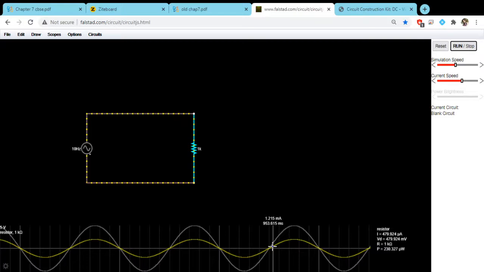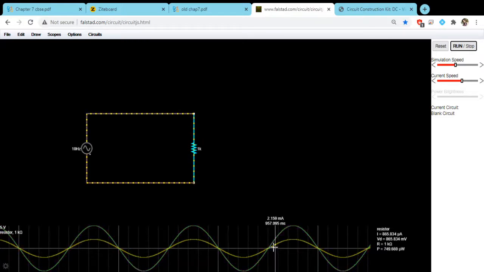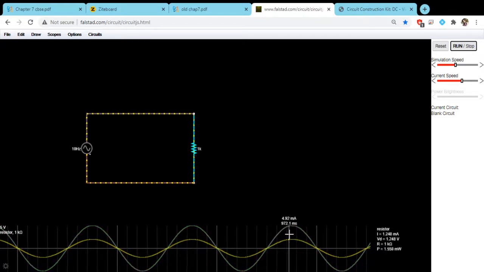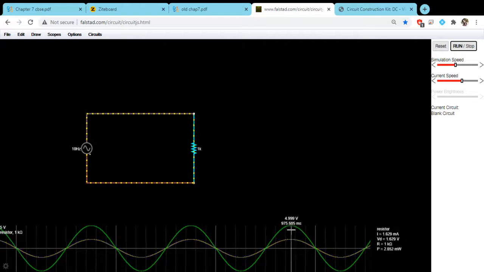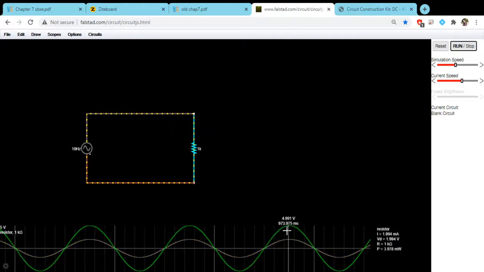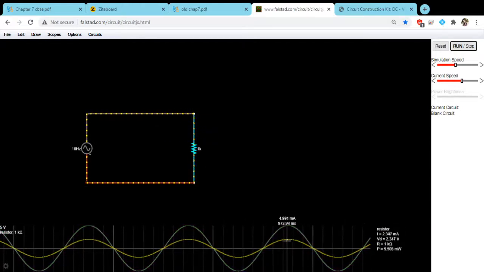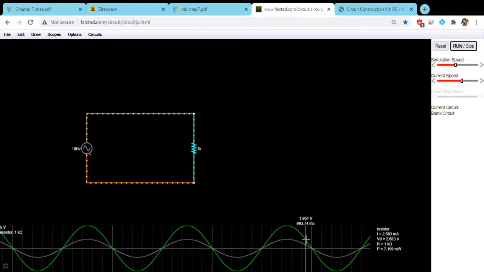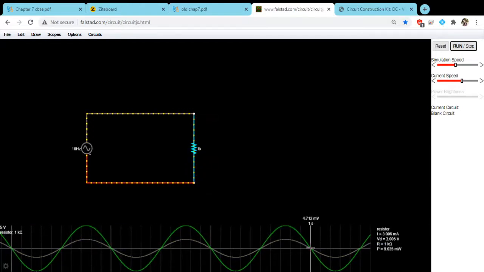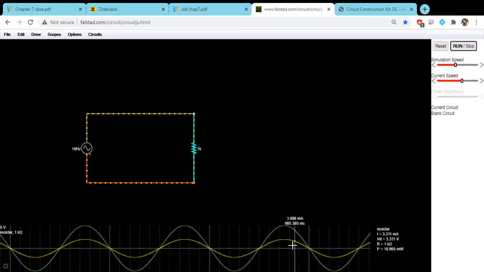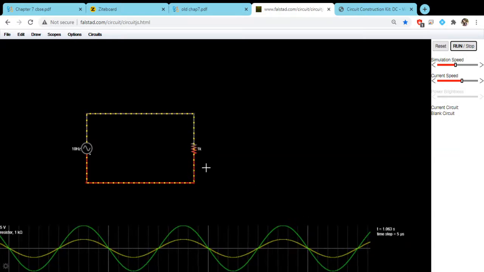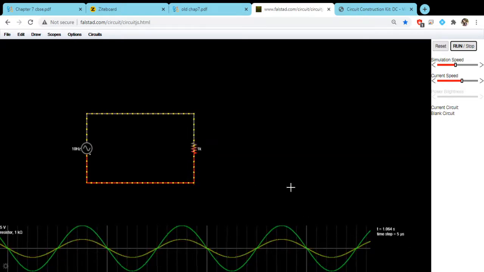I want to say here that when voltage increases, current also increases. Look at this point, when voltage becomes maximum, current also becomes maximum. Now when voltage becomes zero, current also becomes zero. So this is what happens when we connect a resistor.